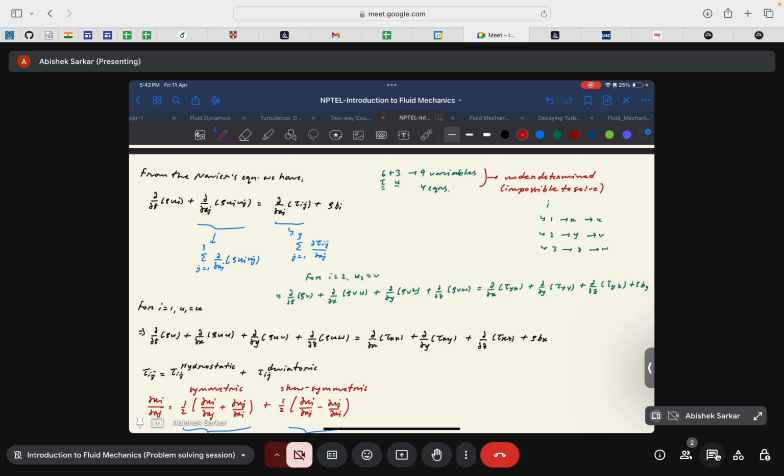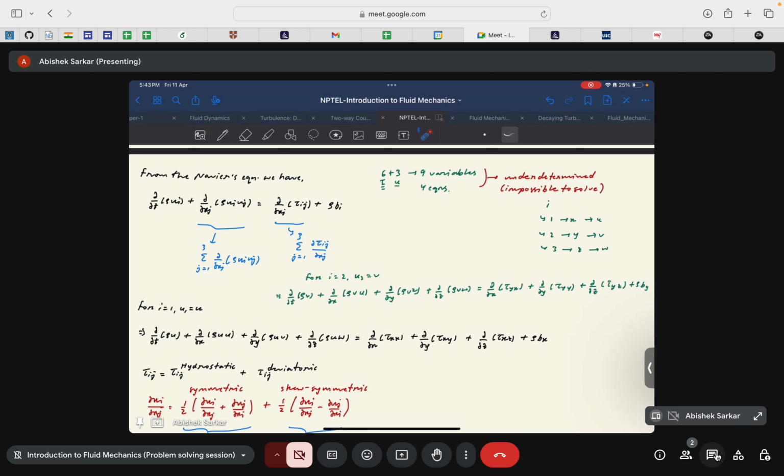So if you are proceeding with this ideology, then you will never be able to solve it. Okay, because it's an underdetermined system, impossible to solve. But there can be another way around. If you are able to find a simplified expression for tau ij in terms of velocity and one more variable, I think you know it by now, that is pressure.